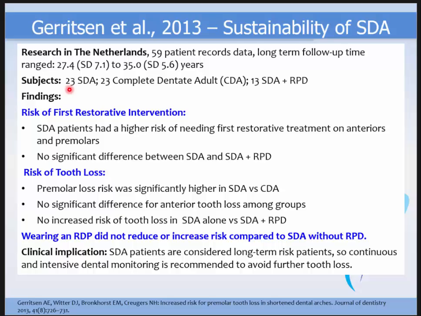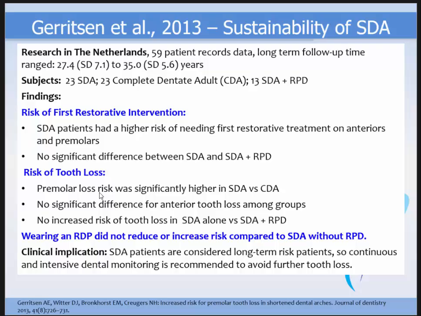So they include 23 subjects with a shortened dental arch, 23 subjects with a complete dentate, and also 13 shortened dental arch patients with a removable partial denture. They found that these shortened dental arch patients had a higher risk of needing the first restorative treatment on the anterior teeth and premolars. Between the shortened dental arch patients with dentures and without dentures, there's no significant difference.